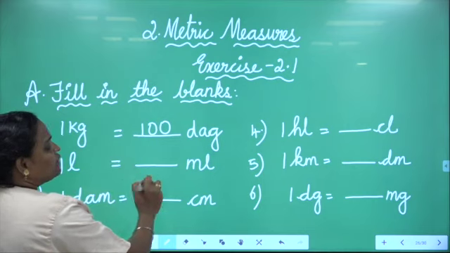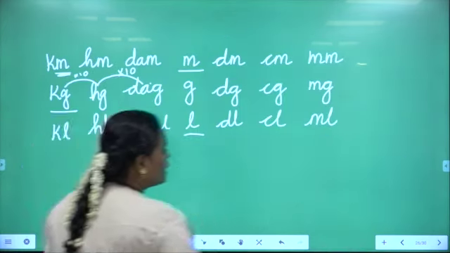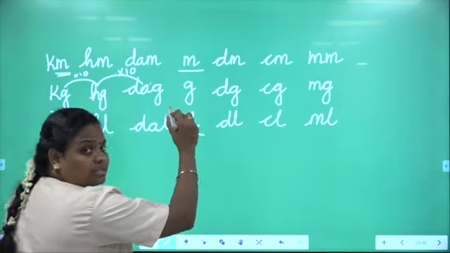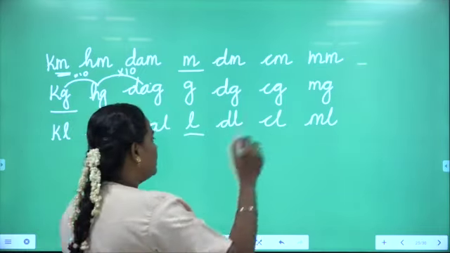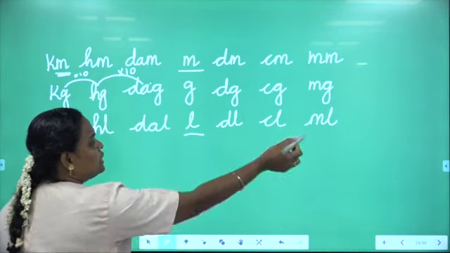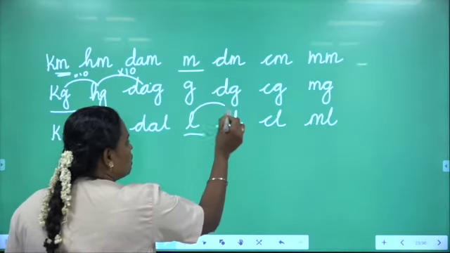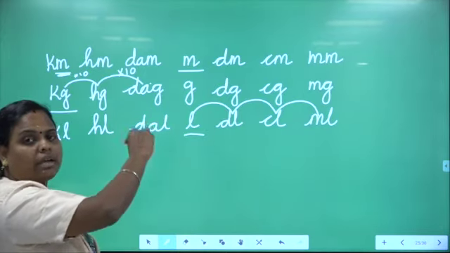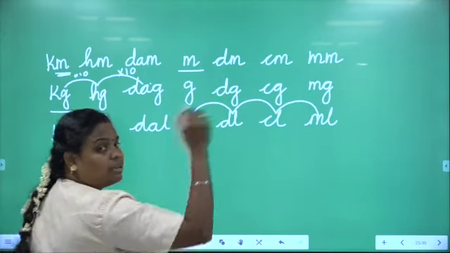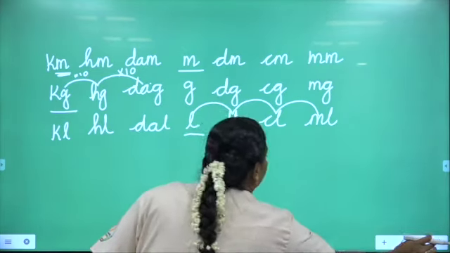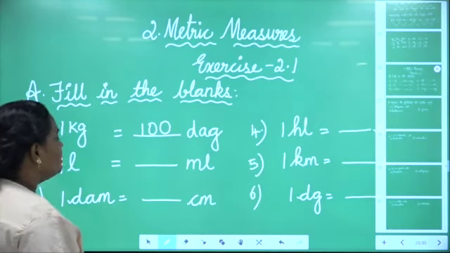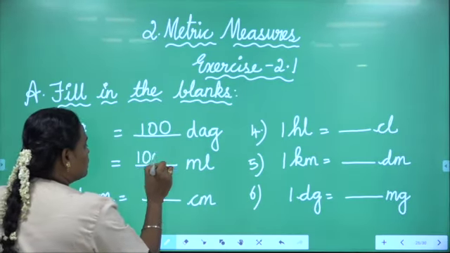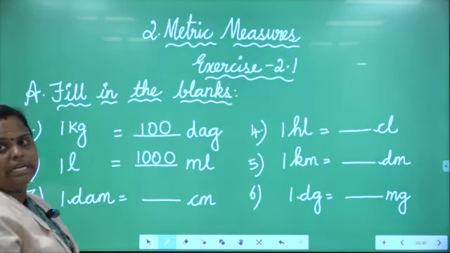Next, 1 liter equal to dash milliliter. See how many times? 1, 2, 3. So you are going to multiply 10 into 10, 100, 100 into 10 is 1000. So 1 liter equal to how many milliliters, children? 1000 milliliter. So 1 liter equal to 1000 milliliter.